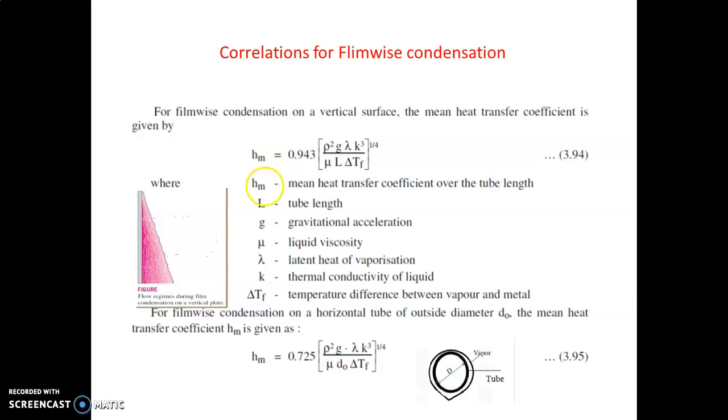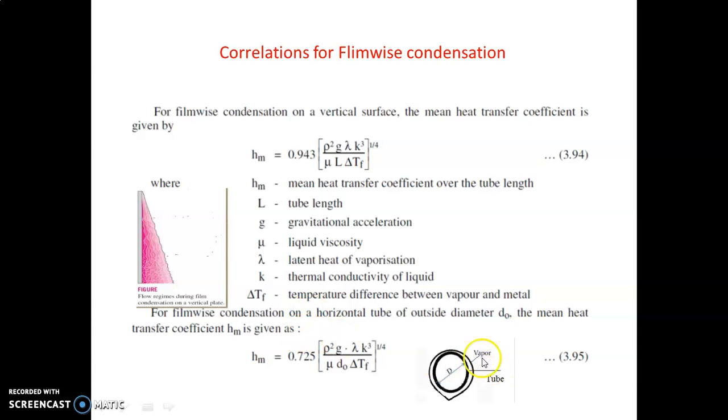And sometimes your surface or your tube may be horizontal. In that case you have to take the outside diameter, that means d0. So this diameter is d0, the outside diameter, and you have to change that formula, that is Hm is equal to 0.725 into bracket rho square g lambda k to the power 3 divided by mu into d0 into delta Tf, square bracket complete, to the power 1/4.